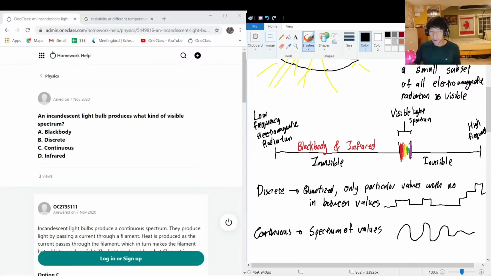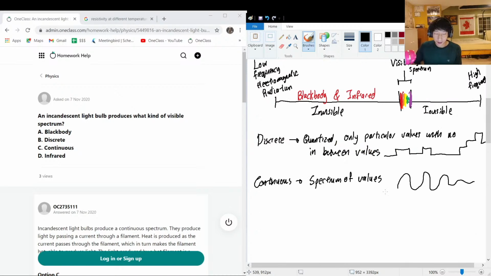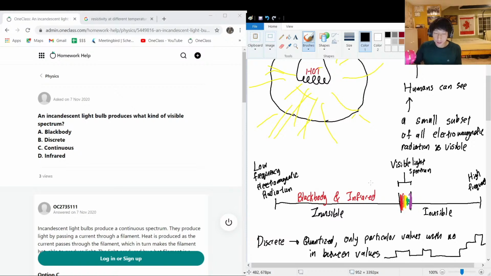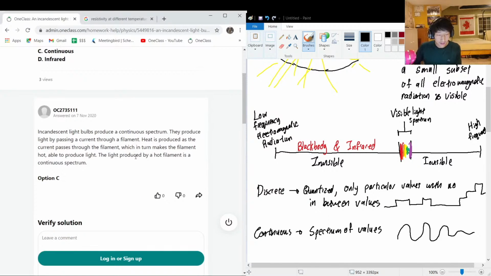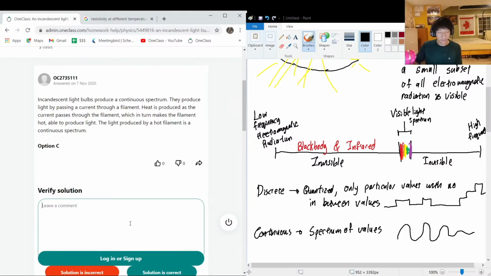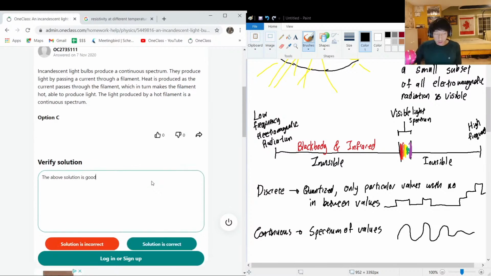But if you go deeper into quantum mechanics, you might change your answer on that. That's a nice thing to think about. But it's mostly continuous because of how many spectrums are added, and the frequencies have in between values until you get to quantum mechanics. But don't think about that too much. So it's a continuous spectrum. And continuous would include the black body and infrared, as well as all the stuff in the visible. So yeah, the above solution is good.